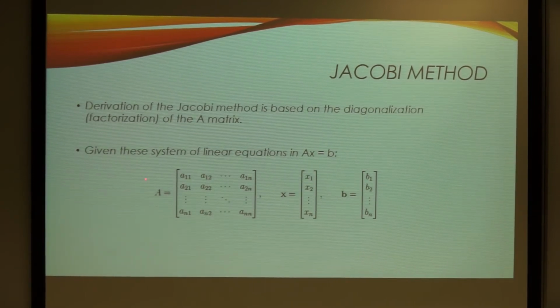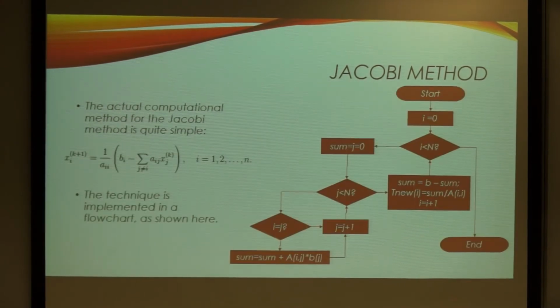Given this system, AX equals B, our A in this case is sparse, but it doesn't need to be. Jacobi assumes that you've got a diagonal, symmetric, and diagonally dominant matrix. This is the number one rule. So the diagonal terms have to be bigger than the off-diagonal terms. So if it's not, Jacobi won't work. Gauss-Seidel will, but Jacobi won't.